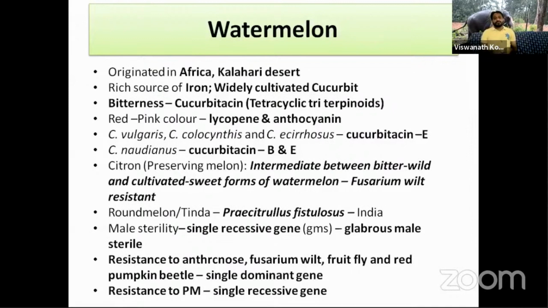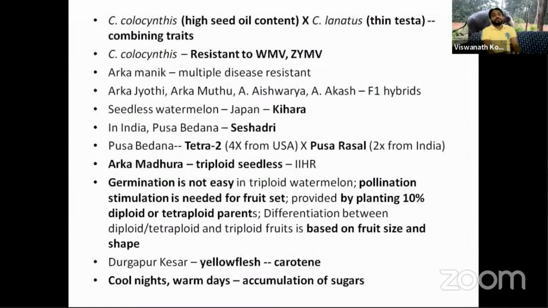Likewise, resistance to anthracnose and other diseases is governed by a single dominant gene, and resistance to powdery mildew is governed by a single recessive gene in watermelon. Citrullus colocynthis, the wild type or the progenitor, has high seed oil content, whereas lanatus, the cultivated type, has a thin testa. So hybridization was made to combine these two characters, high seed oil content and thin testa. Testa means seed coat.